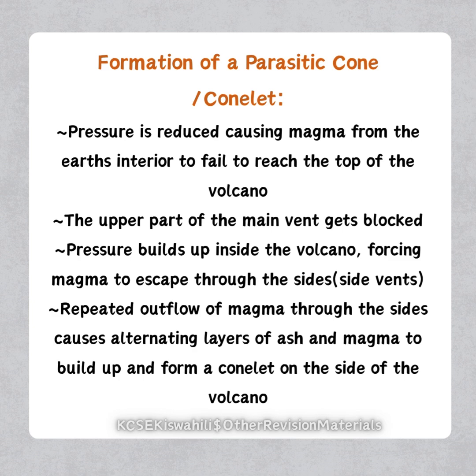For a minute, let us discuss how a parasitic cone or a conelet is formed. Pressure is reduced causing magma from the Earth's interior to fail to reach the top of the volcano. The upper part of the main vent gets blocked. This causes pressure to build up inside the volcano, forcing magma to escape through the side vents. Repeated outflow of magma through the sides causes alternating layers of ash and magma to build up and form a conelet on the side of the volcano as illustrated in the diagram below.